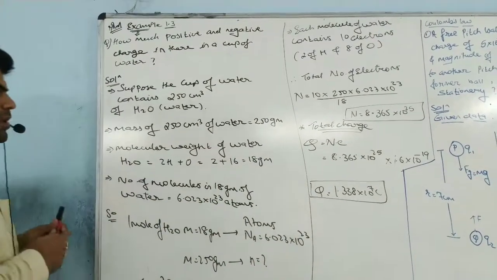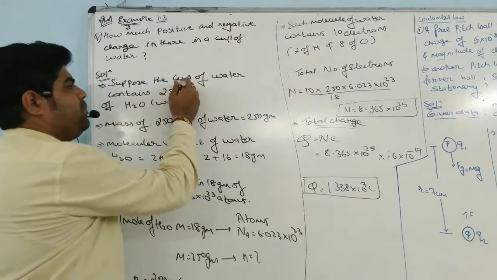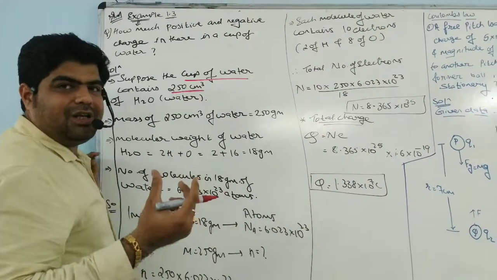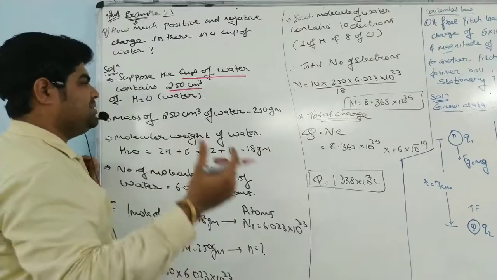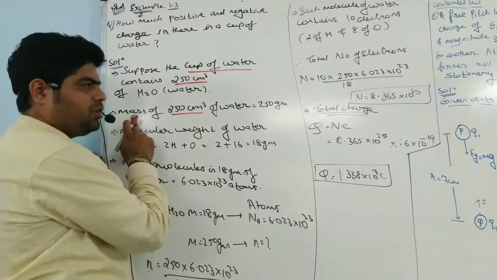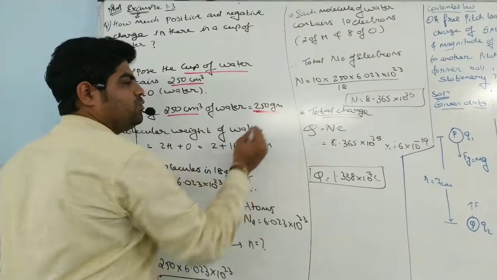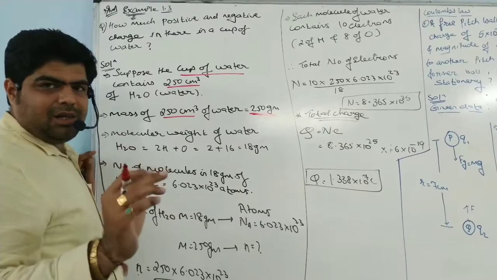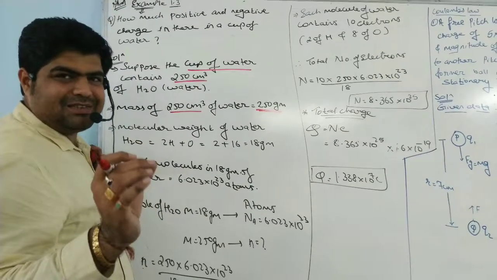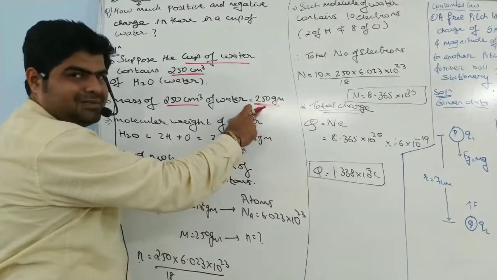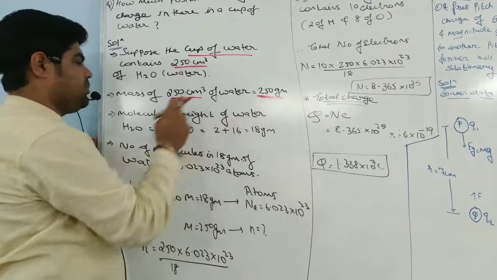Initially, we'll assume that in this sum, a cup of water has a capacity of 250 centimeter cube. So the mass of the water becomes 250 gram. 250 ml, 250 centimeter cube, its mass would be 250 gram.